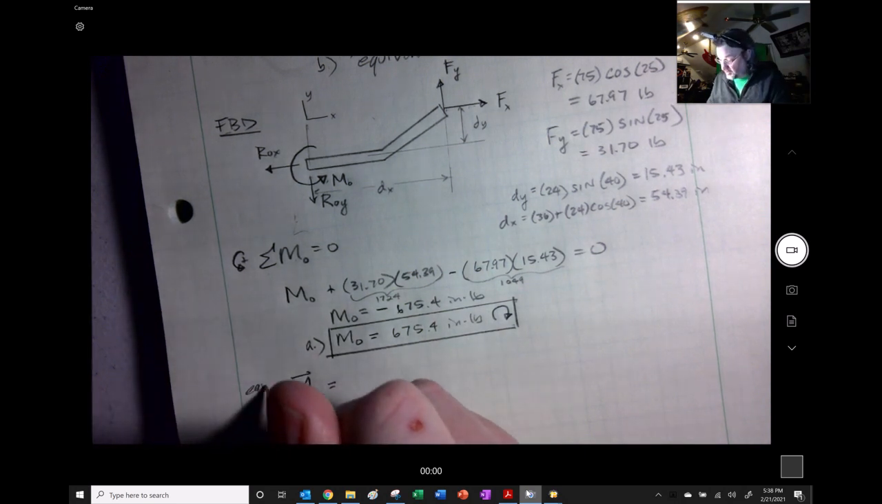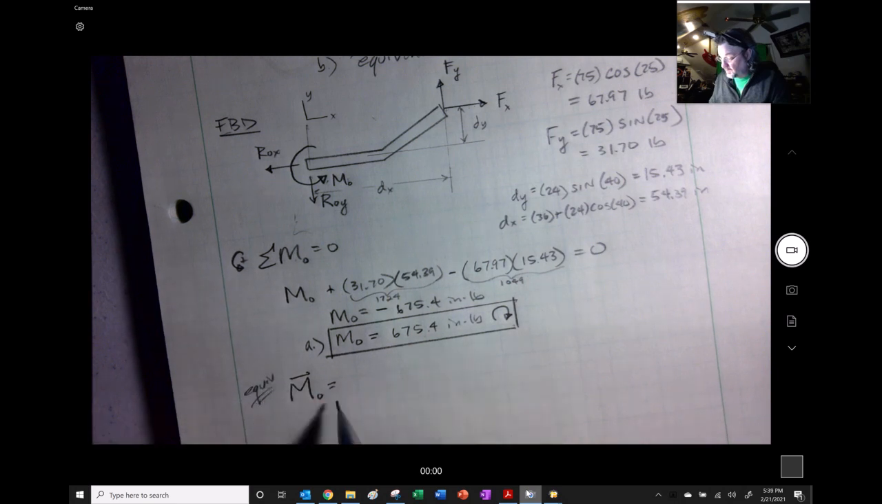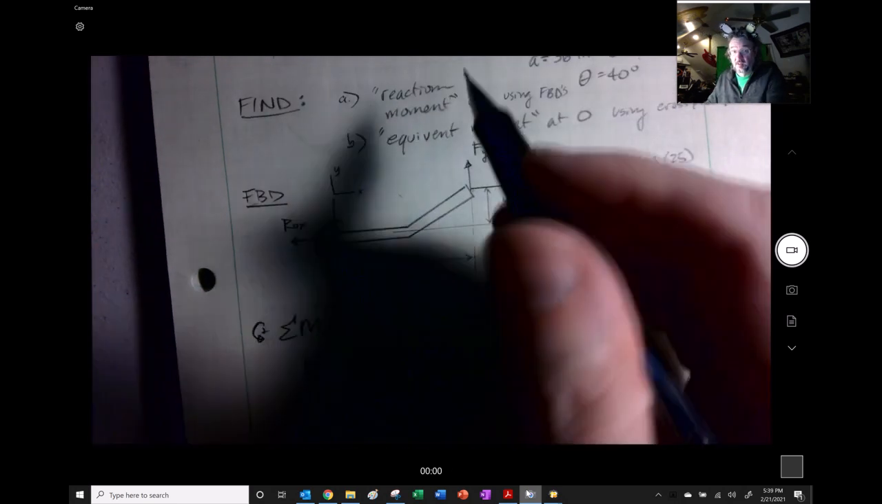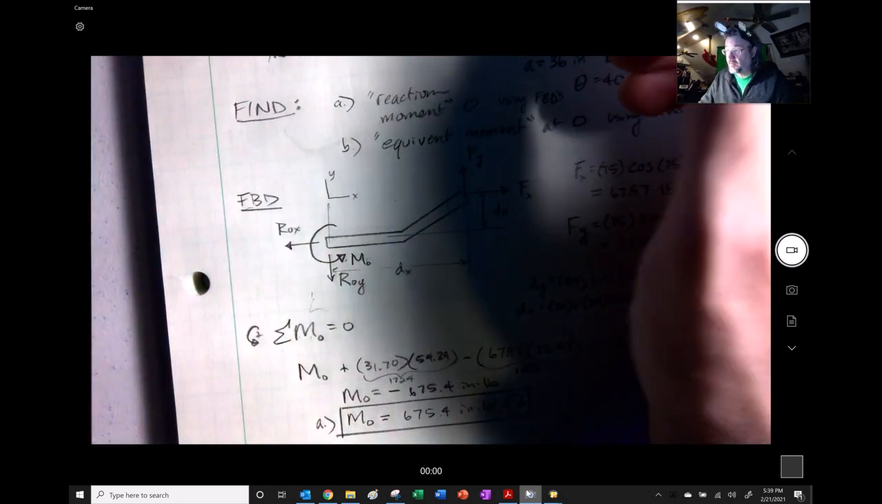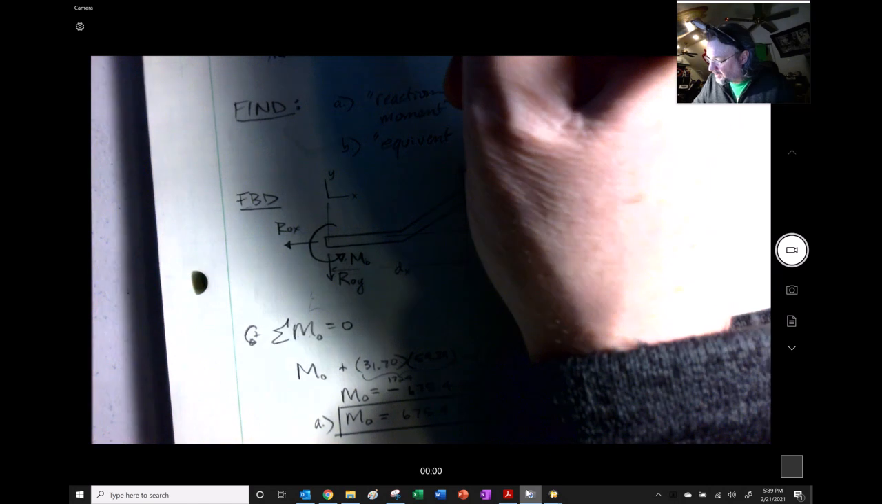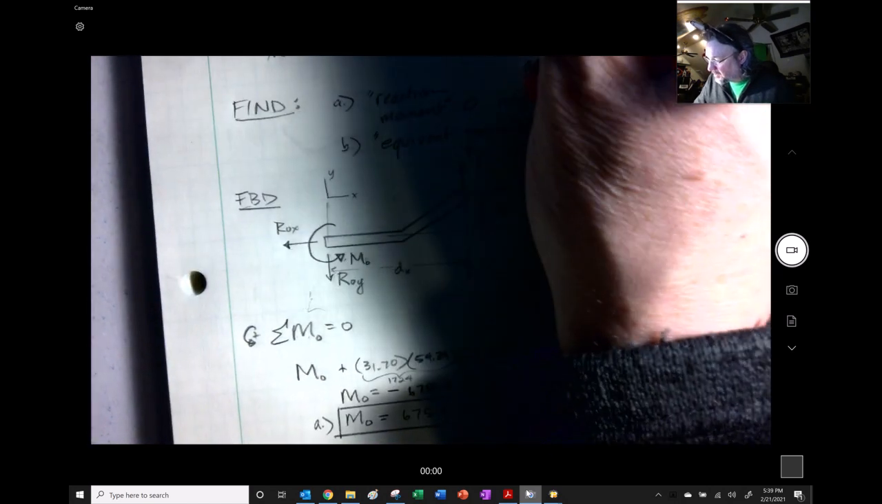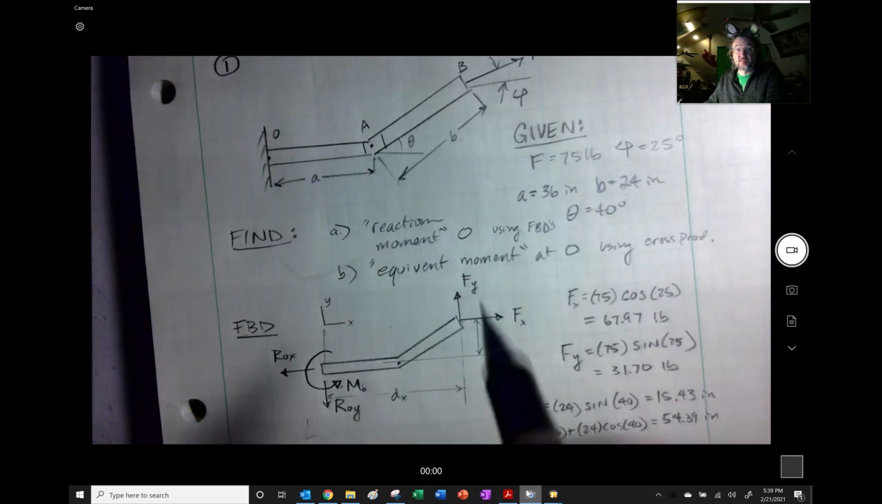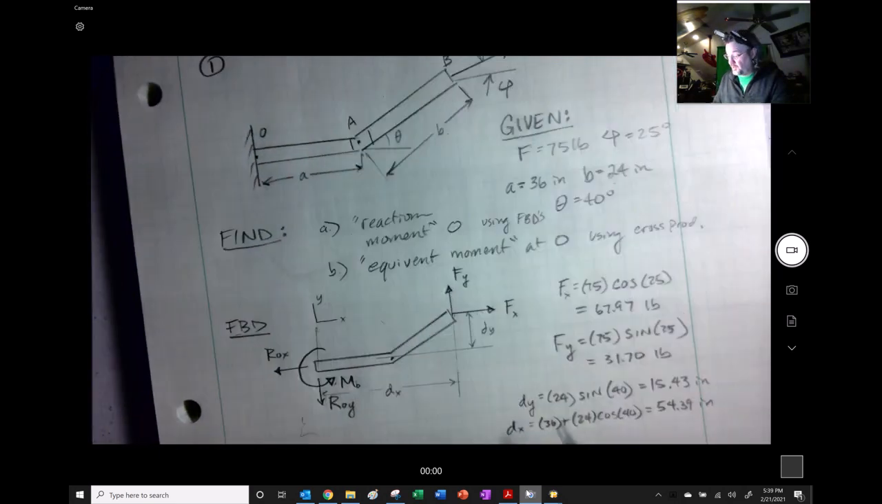This is the equivalent moment right here. The equivalent moment is going to be R. And let's see, I didn't write down what the points were, but maybe I should have. I didn't call them anything. Let me call this A. Let me call this B. Up above, right? So I call that A and that B.